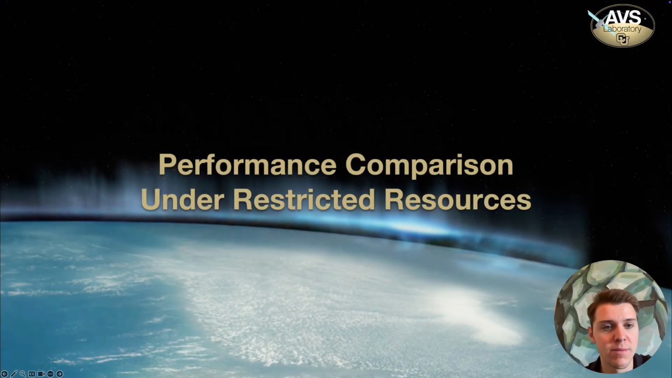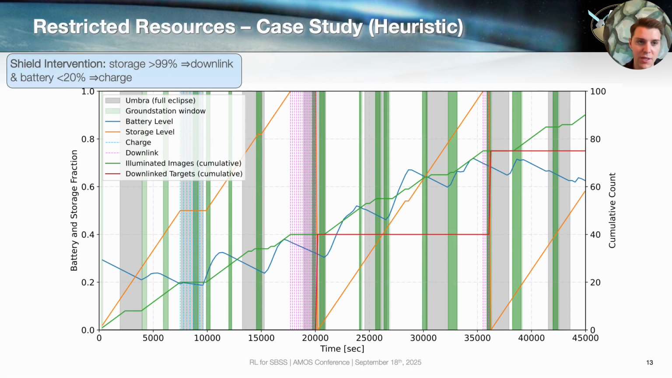Now, let's look at the performance comparison under these restricted resources. So here we do have a shield intervention for the heuristic policy that kicks in whenever you have a full storage, or whenever your battery level is below some critical level, which was here set to 20%. And if we look at this particular seed, we see that the heuristic policy drops below critical levels at the beginning, and it just happens that the battery starts getting very low as it is entering eclipse, which is when it cannot really use charging action even to increase the battery levels.